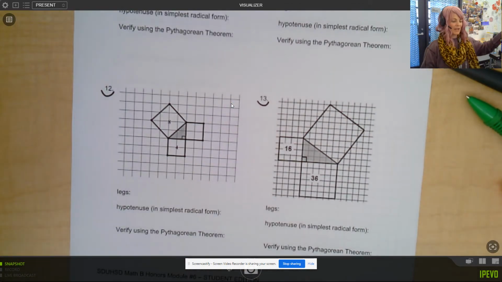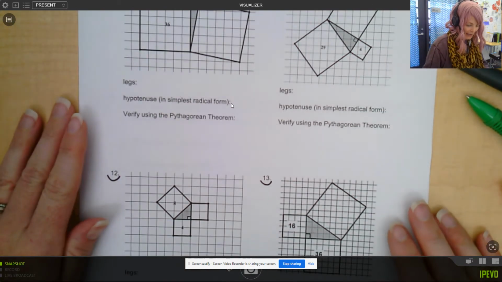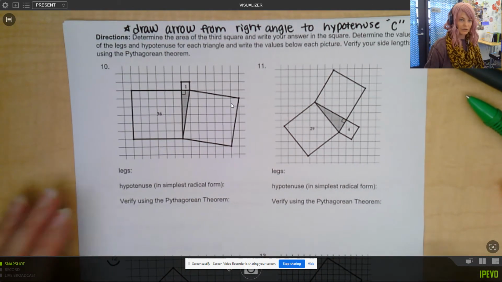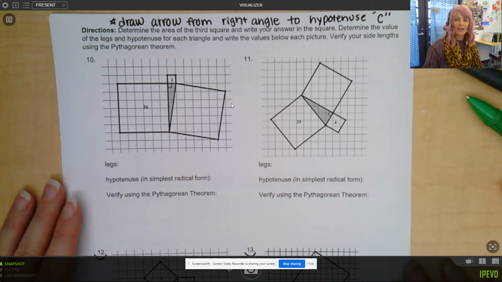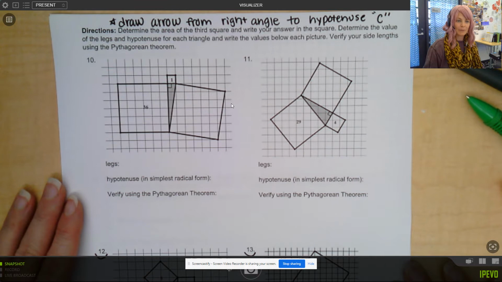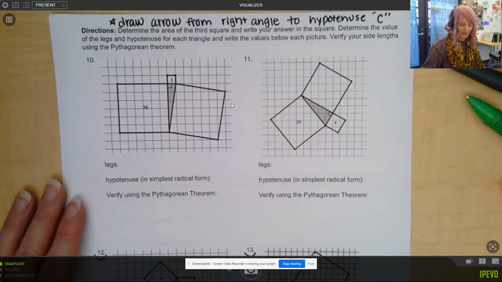Okay, so we are going to apply this to 10, 11, 12, and 13. So the direction says determine the area of the third square and write your answer in the square. Determine the value of the legs and hypotenuse for each triangle and write the values below each picture. Verify your side lengths using the Pythagorean theorem.